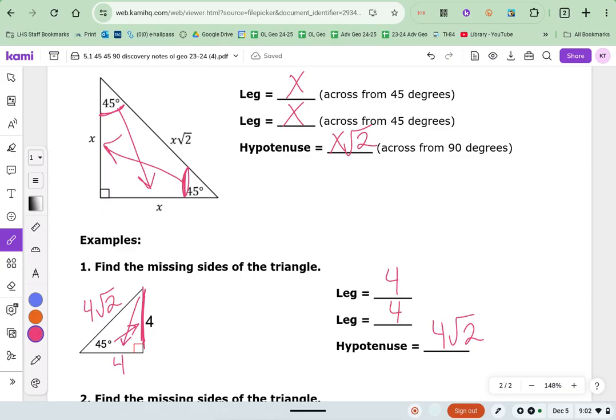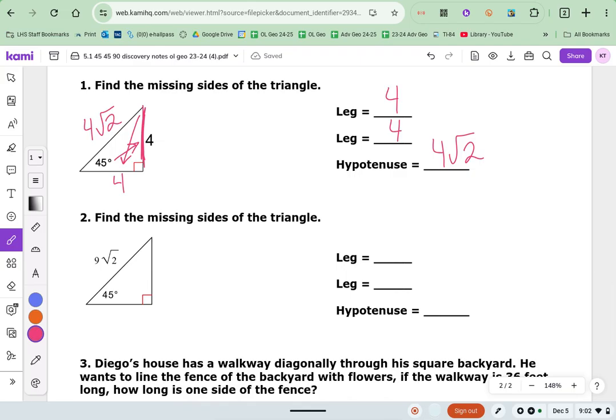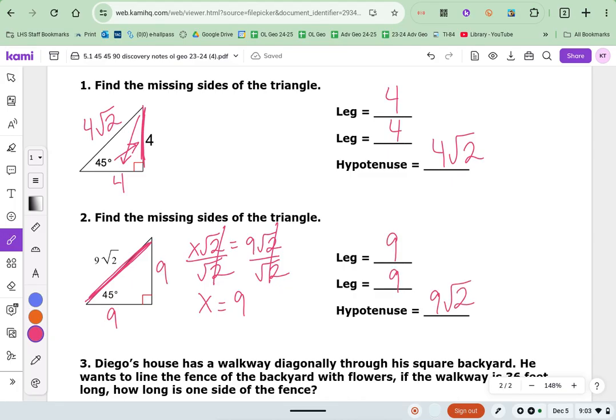All right, so for the next one, we're given the hypotenuse is 9 root 2. So the hypotenuse is always x root 2. So x root 2 equals 9 root 2. And this is going to help us solve for x. So we can divide by root 2 on both sides. Root 2 over root 2 divides to 1, so it cancels. So x equals 9. So each of those legs is 9. So 9, 9, 9 root 2.